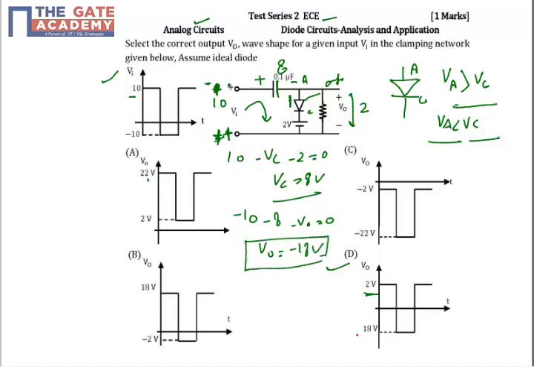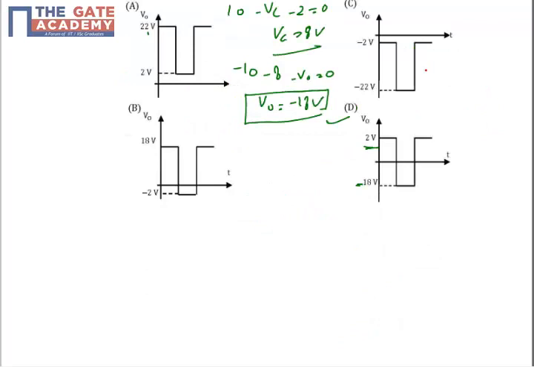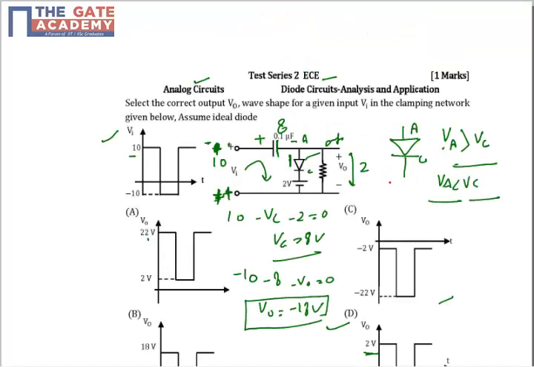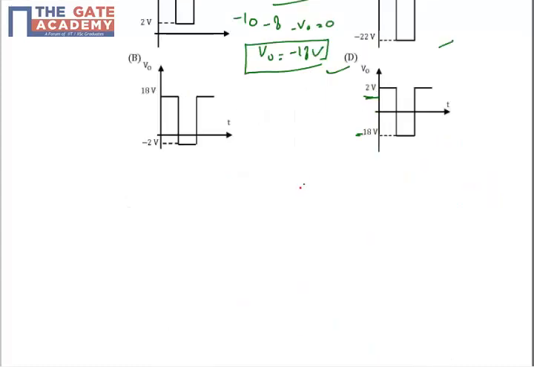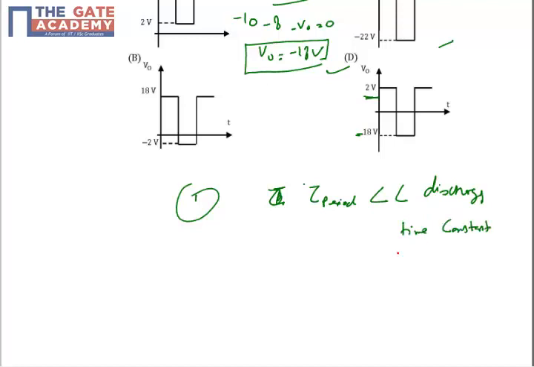So you can see that my V naught is minus 18 volt, the minus sign is there. So we are getting option D again. This question is an example of the clamper circuit. The clamper circuit works on two principles. The first principle of the clamper circuit is that your input signal time period should be very small compared to the discharging time constant of the capacitor.